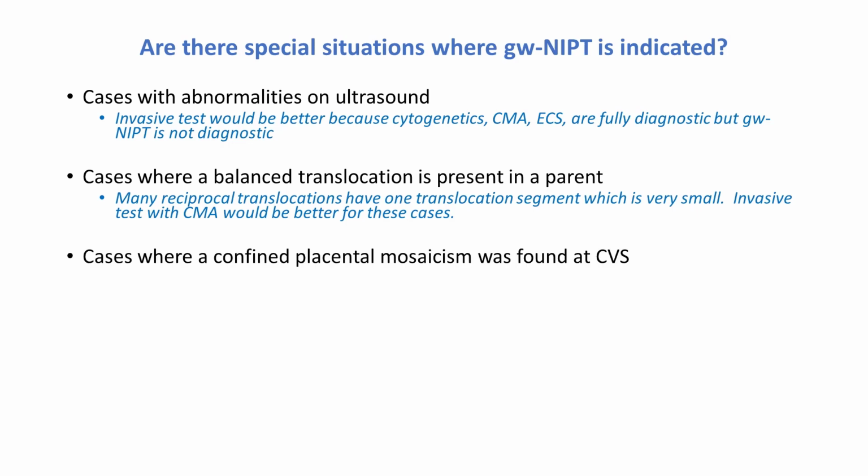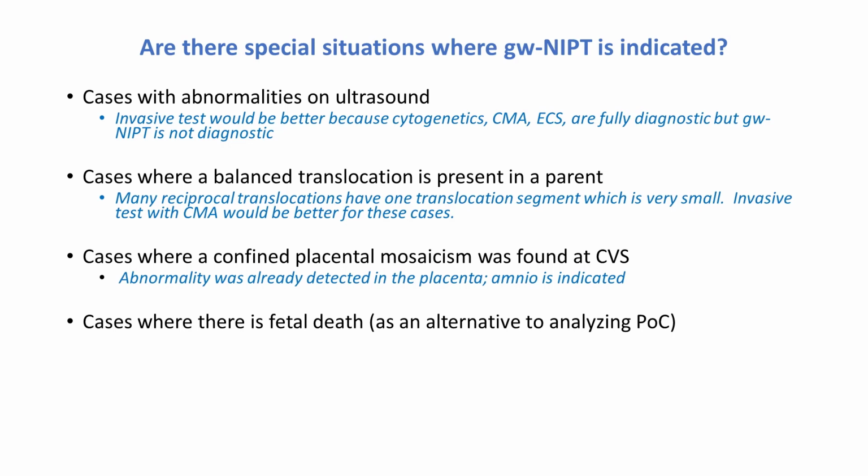What about cases where you've done a CVS, you've seen a confined placental mosaicism on the CVS? Is there any role now for doing an NIPT test? And the answer again here really is no, because you've already established that there's some chromosome abnormality going on, probably just in the placenta, and that looking again at the placenta, which is basically what you're doing when you're doing an NIPT test, is really not going to give you any additional information. It's an amnio that's indicated as a follow-up in that situation.